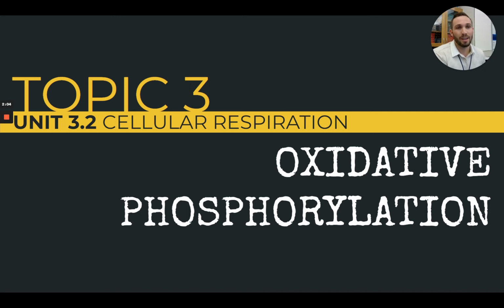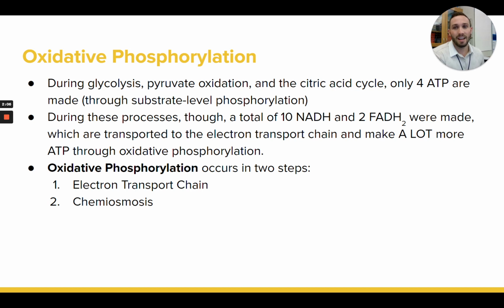It says that during glycolysis, pyruvate oxidation, and the citric acid cycle, those things that we talked about in topic 2, a net of 4 ATP have been made. There was a net of 2 ATP made during glycolysis, and 2 ATP made during the 2 Krebs cycles that are taking place, starting with 1 glucose. All of those ATP were made through a process called substrate level phosphorylation. But so far, that's actually not a lot of ATP from that 1 glucose.